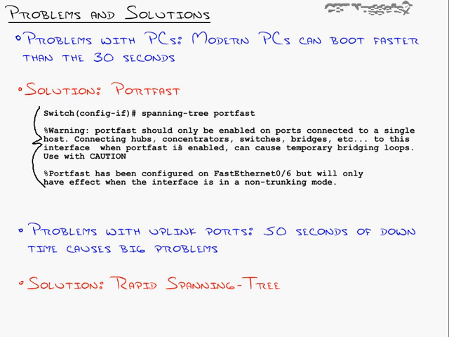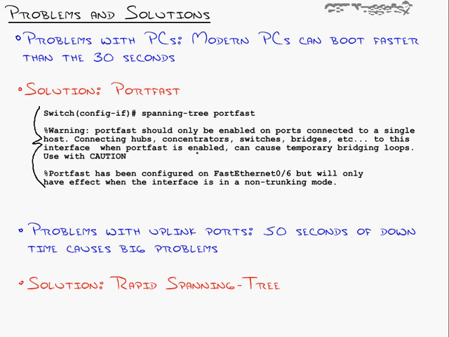It says, warning, it should be enabled only on ports connected to a single host. Connecting hubs, concentrators, switches, bridges, etc. to this interface when PortFast is enabled can cause temporary bridging loops. Use with caution. So that's the warning to you, that you are turning off spanning tree on this port. So the port will go active right away as soon as you plug in the device, but that could cause loops in the network.